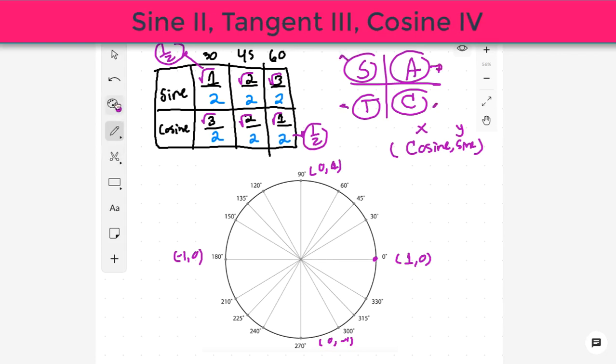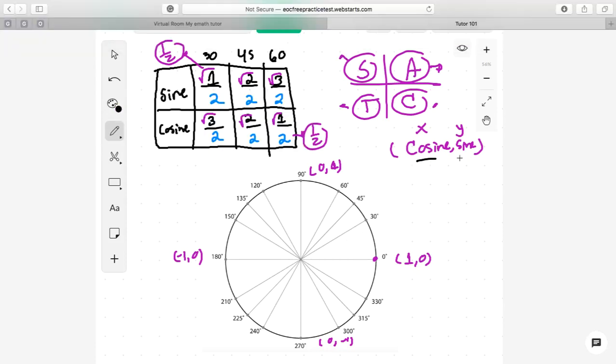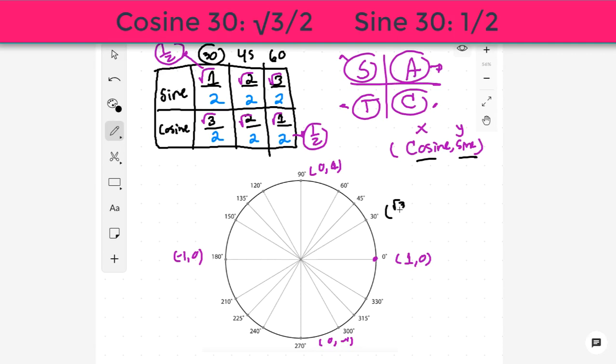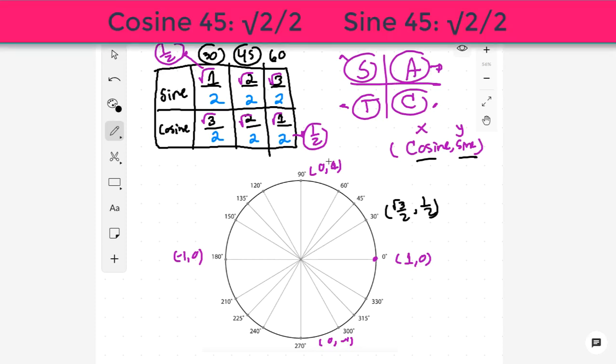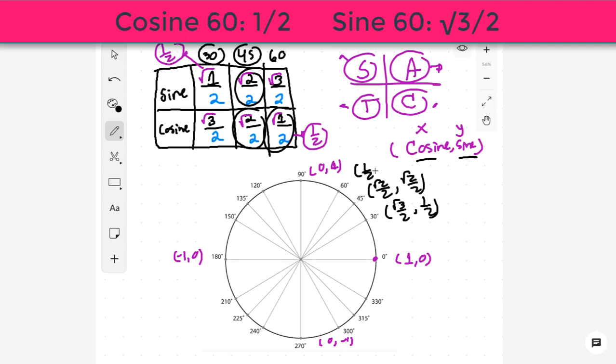All right. So look how easy this is going to be. All I'm going to do is just fill up. Remember, cosine is x, sine is y. So for example, the cosine of 30 is going to be equal to the square root of 3 over 2, 1/2. Then you go to the next one. 45, cosine of 45 is going to be square root of 2 over 2, and then square root of 2 over 2. And then 60, look, the cosine is going to be 1/2, and then here you're going to have square root of 3 over 2.